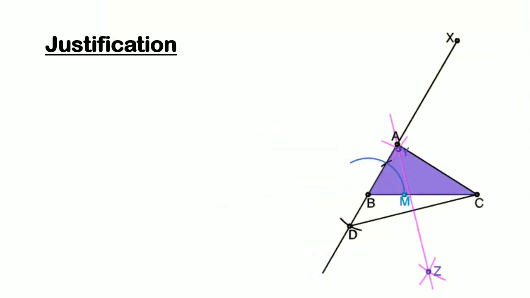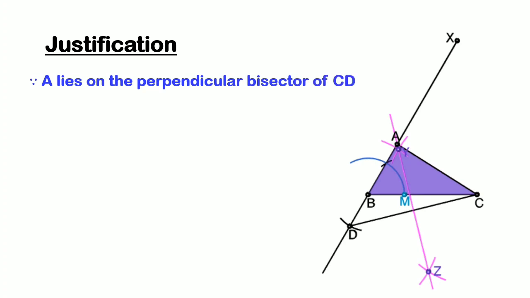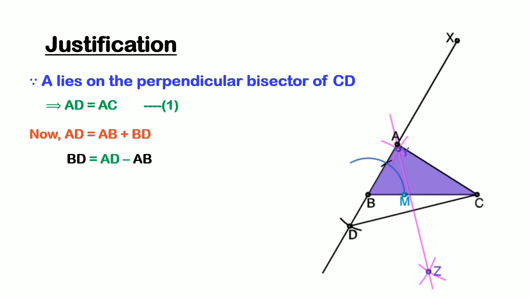Now justification. Since A lies on the perpendicular bisector of CD, it implies AD is equals to AC. Now from figure, AD is equals to AB plus BD. That is BD is equals to AD minus AB, and in place of AD we can write AC from 1. That is AC minus AB, we are getting the difference is 2 cm.